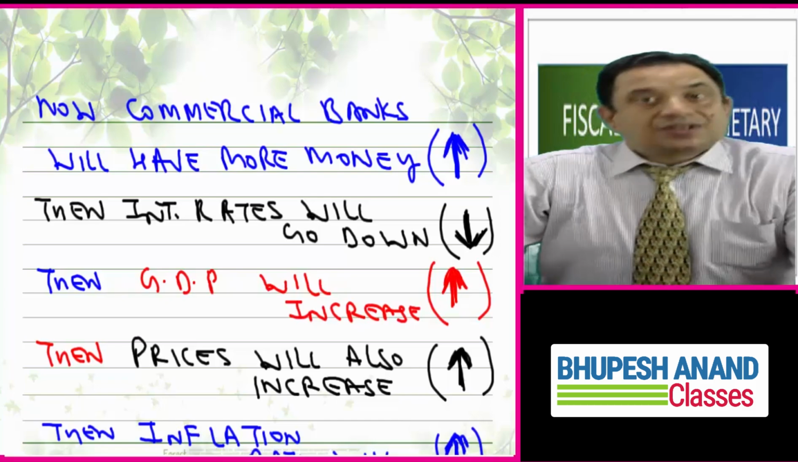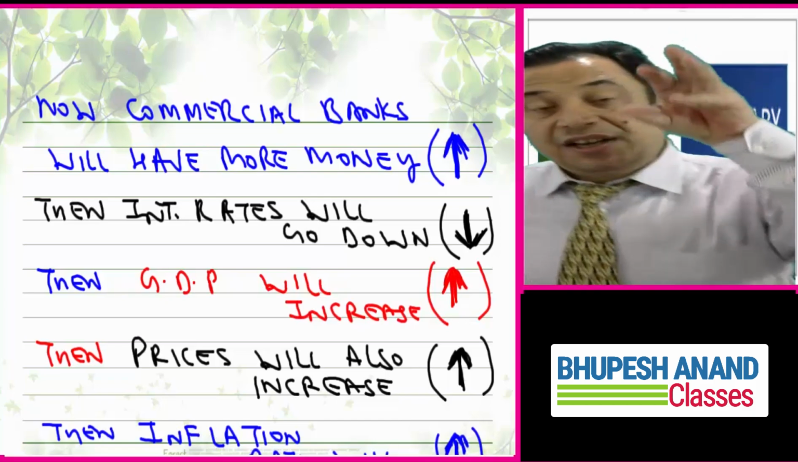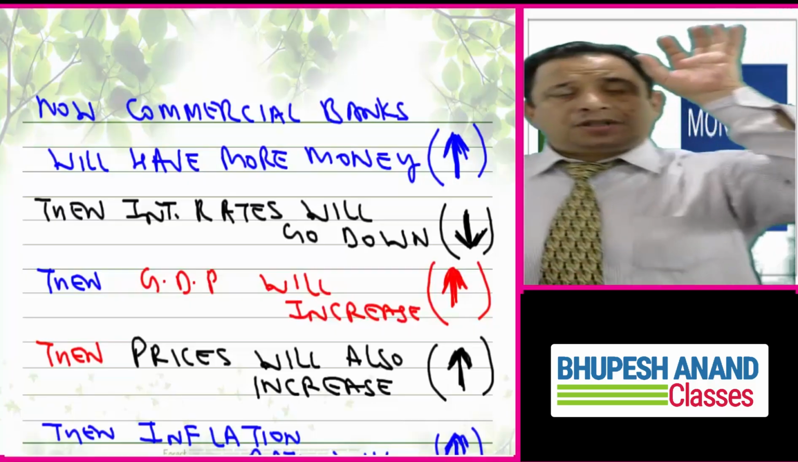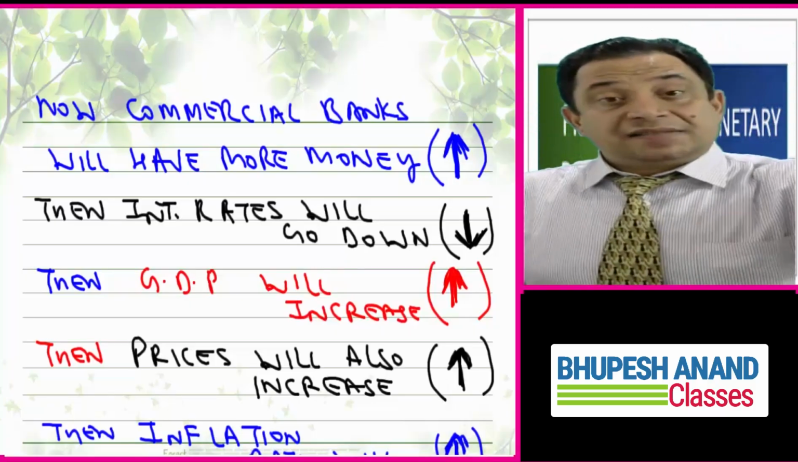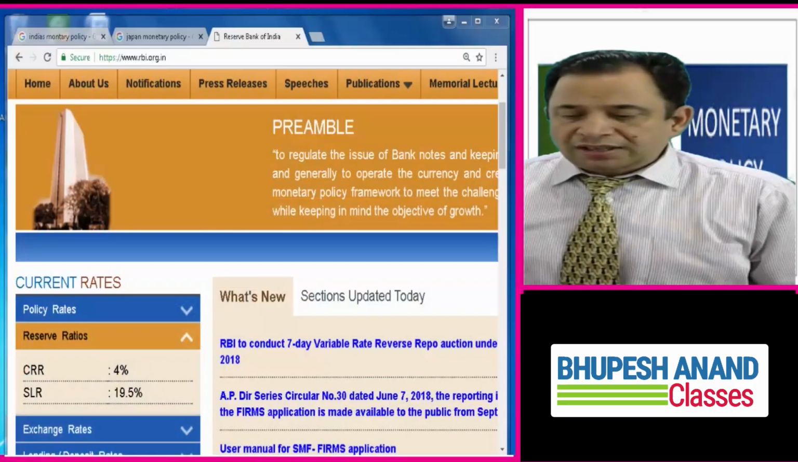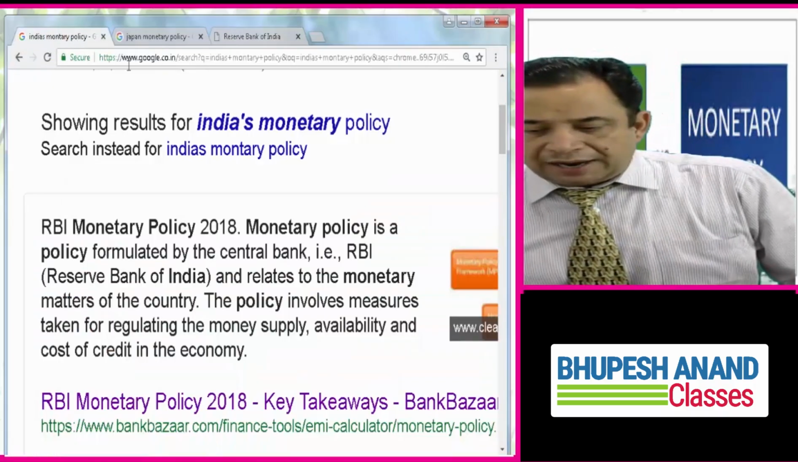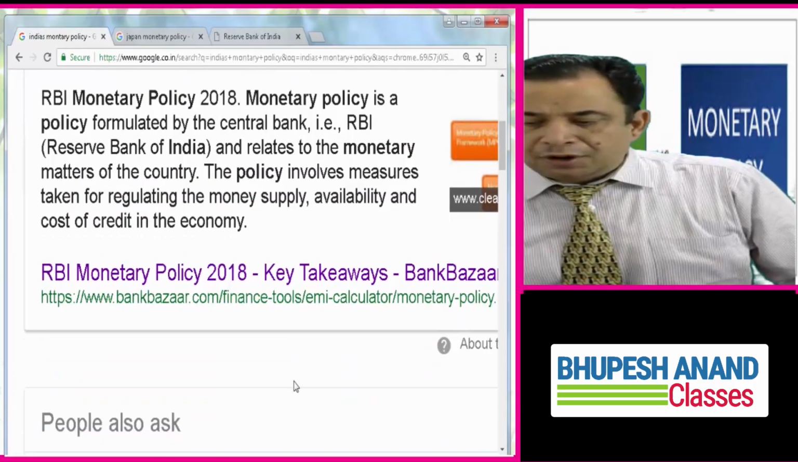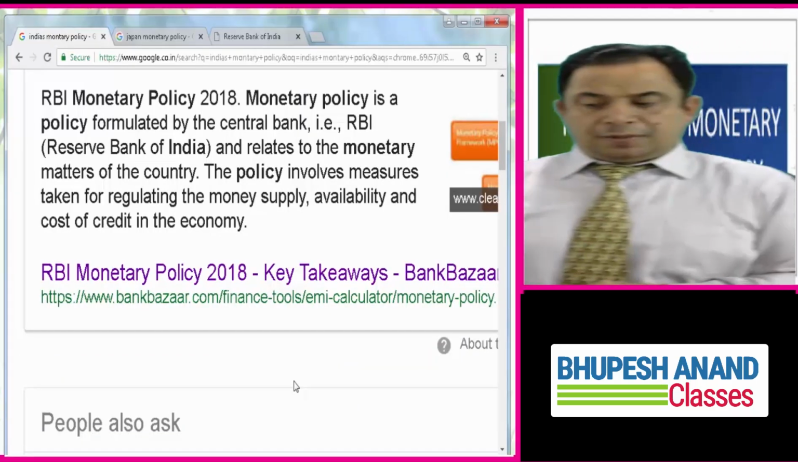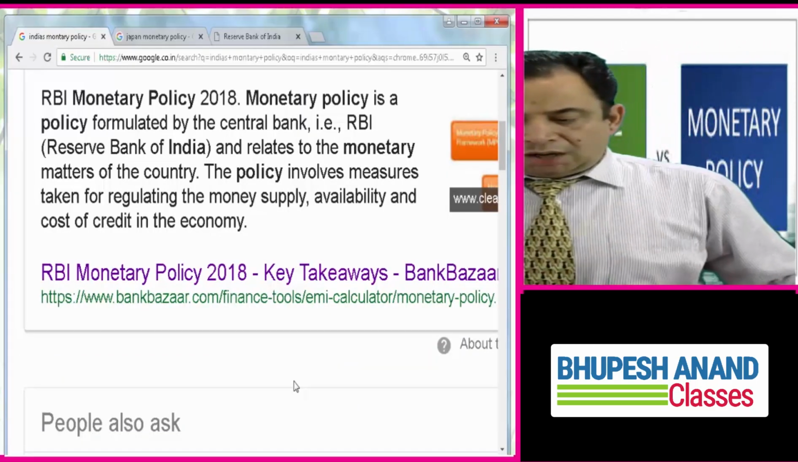So, my dear friends, we have discussed there are three tools in the hands of the central bank to implement monetary policy. One is the policy rate, second is the reserve requirement, and third is the open market operation. So let me show you what the monetary policy of India is. I want to tell you that the RBI monetary policy 2018 is a policy formulated by the central bank, RBI, and relates to monetary matters.